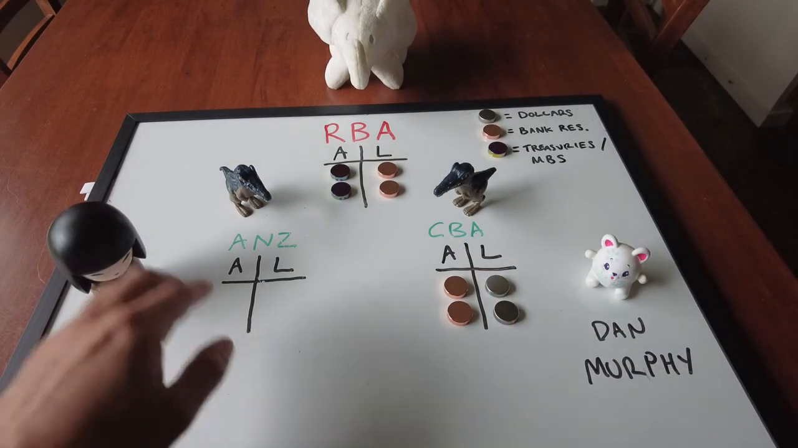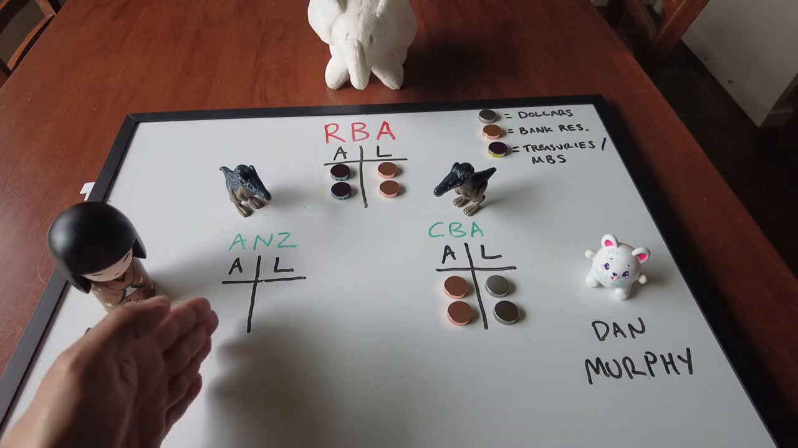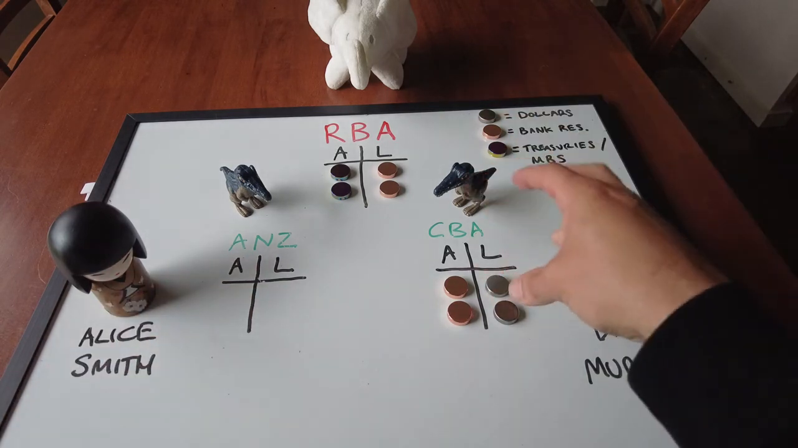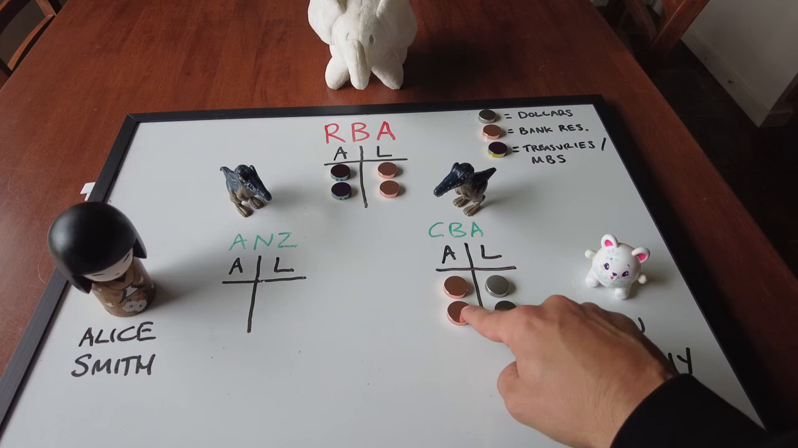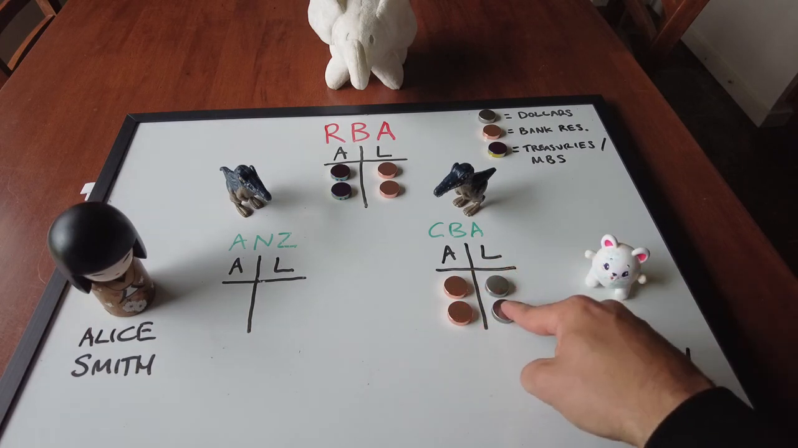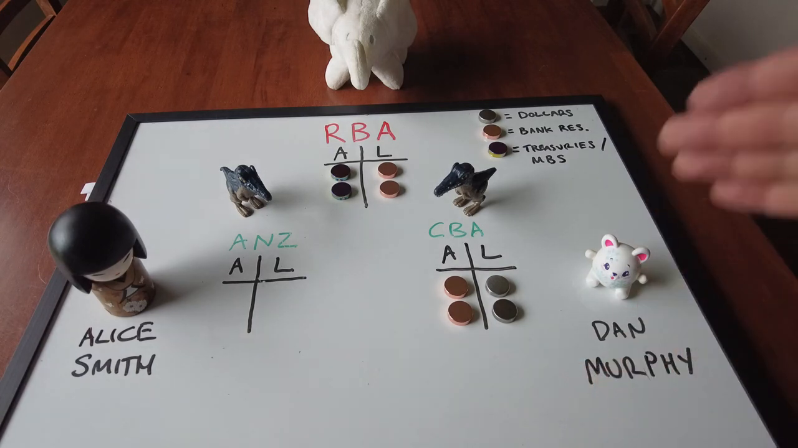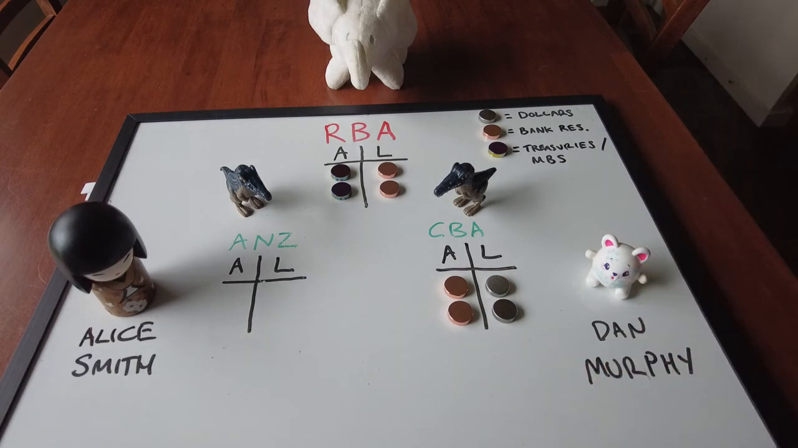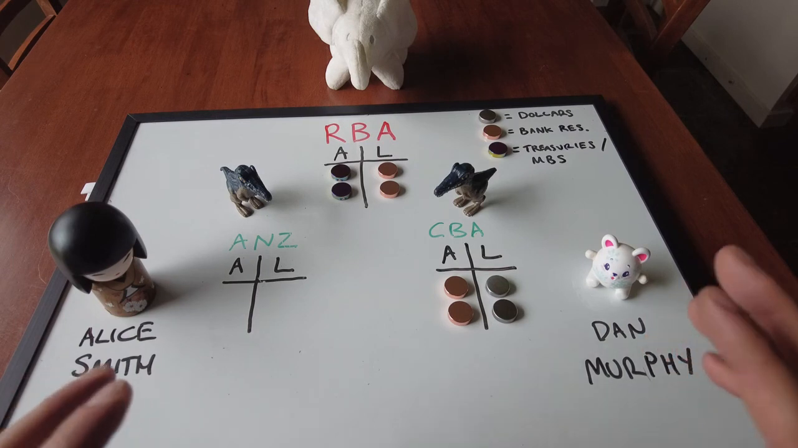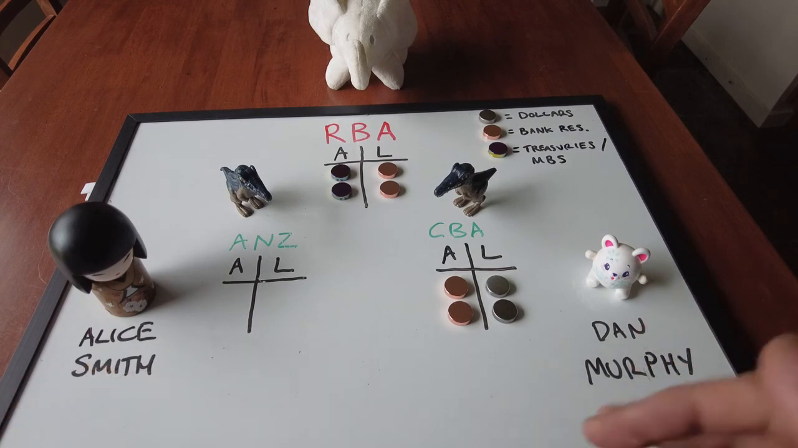The ANZ has 0 assets or 0 bank reserves and 0 liabilities now, and the CBA has 2 bank reserves in this case and 2 liabilities, which is the dollar that went across from Alice's account into Dan Murphy's account. And that's how it works. Okay? This is how it works in a general transaction.